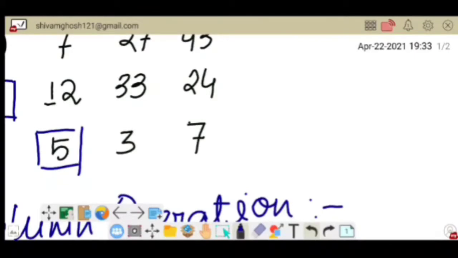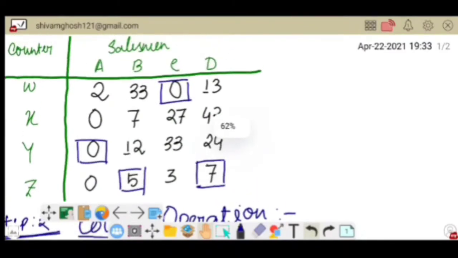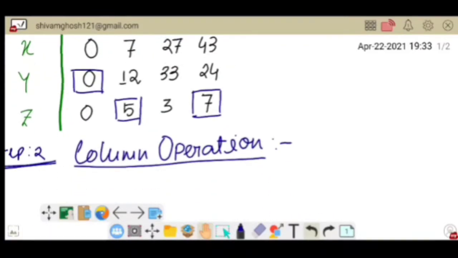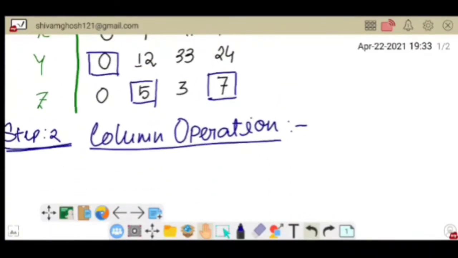So our selection of minimum element is done, and now we will deduct and create a new matrix in step 2. You can see this step 2 is named column operation.